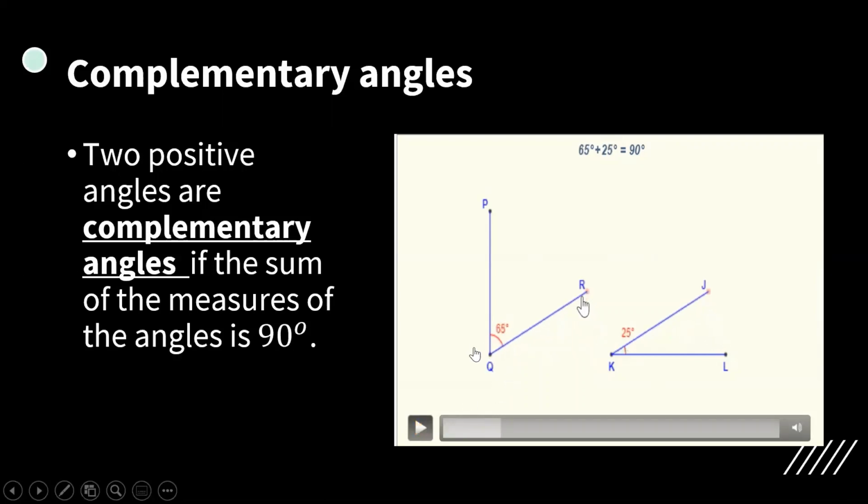Another, let's say this angle Q measures 65 degrees and angle K measures 25 degrees. 65 plus 25 is 90. So therefore, angle Q and angle K are complementary angles.